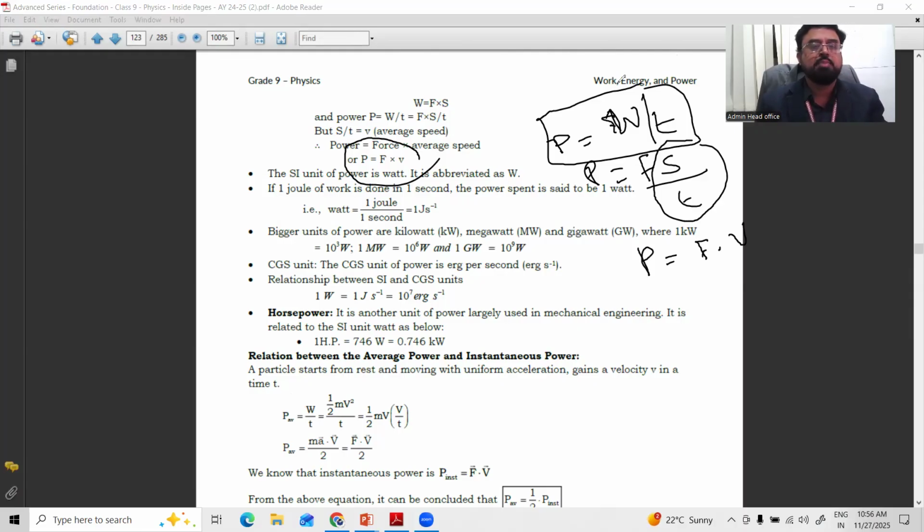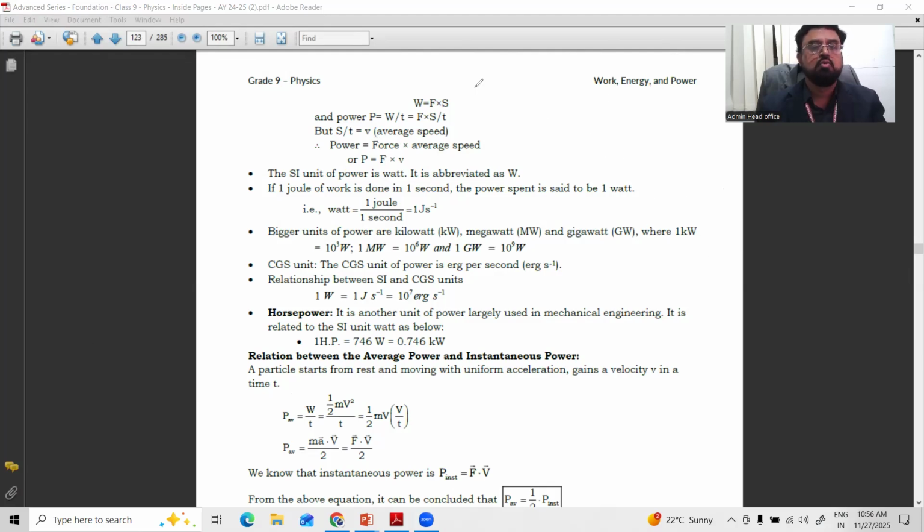Okay, so that is the power. And this power is measured in either joule per second or erg per second or watt. What is the common unit for the power?